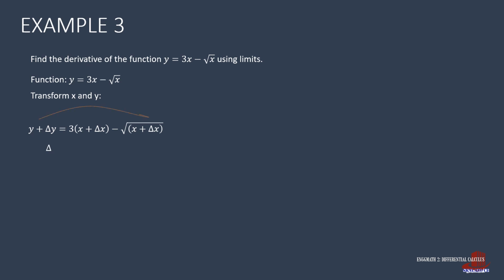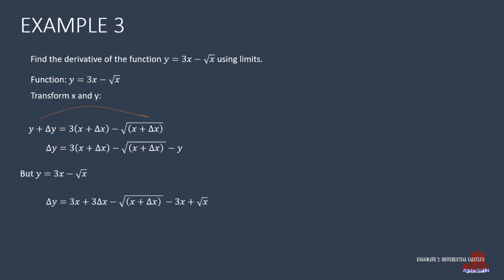Next is to transpose y to the other side of the equation, not forgetting that y is 3x less the root of x. Delta y is then equal to 3x plus 3 delta x minus the root of x plus delta x minus 3x plus the root of x, where we can take out 3x. So delta y is then 3 delta x plus the root of x minus the root of x plus delta x. With 3 terms in the function, 2 have radicals but the other doesn't.